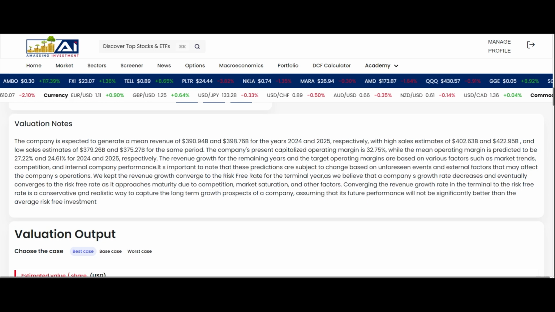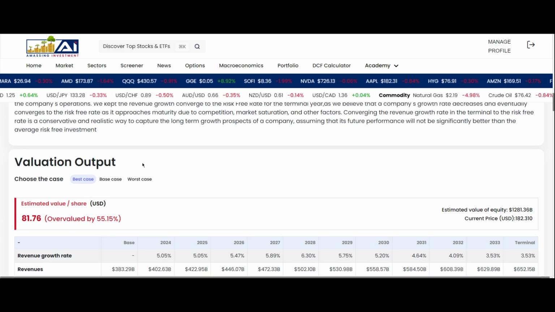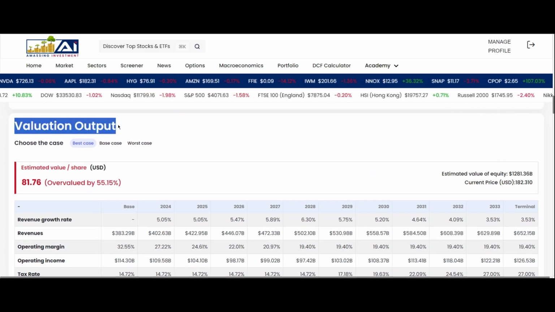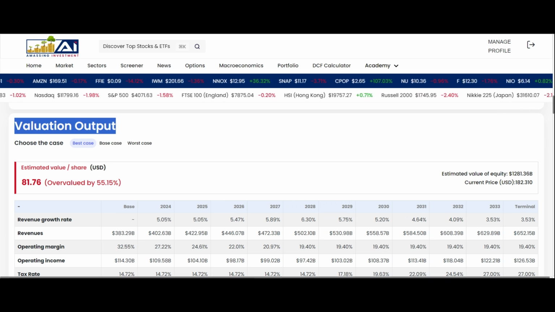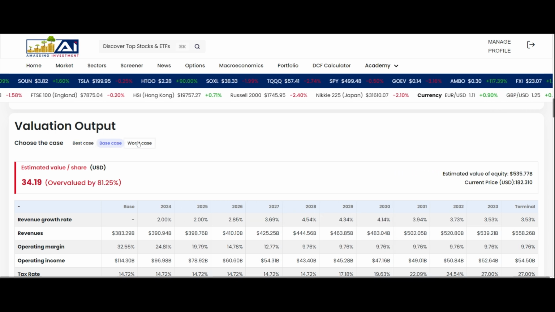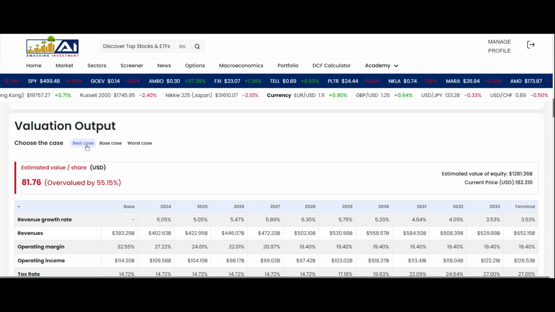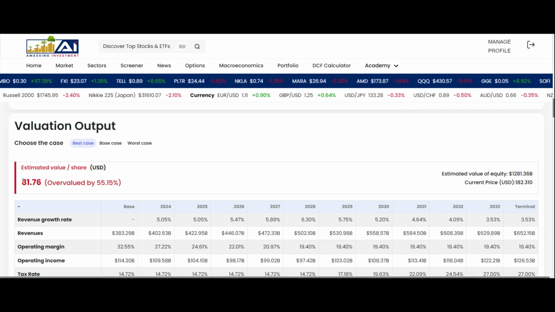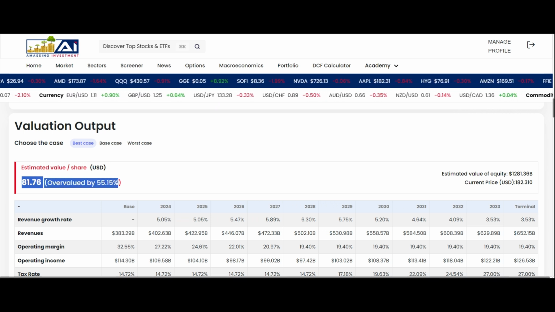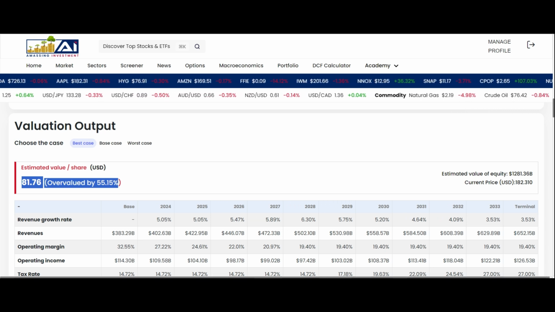Now, let's dive deeper into the core of our valuation analysis, the valuation output. This pivotal section is where the theoretical meets the practical, transforming our assumptions and models into tangible estimates of Apple's worth. At the click of a button, you can choose among best, base, or worst-case scenarios, tailoring the analysis to your outlook on Apple's future. Instantly, the estimated value per share is revealed, alongside an assessment of whether Apple is currently undervalued or overvalued compared to its market price. This immediate insight is invaluable, providing a clear indication of investment potential.